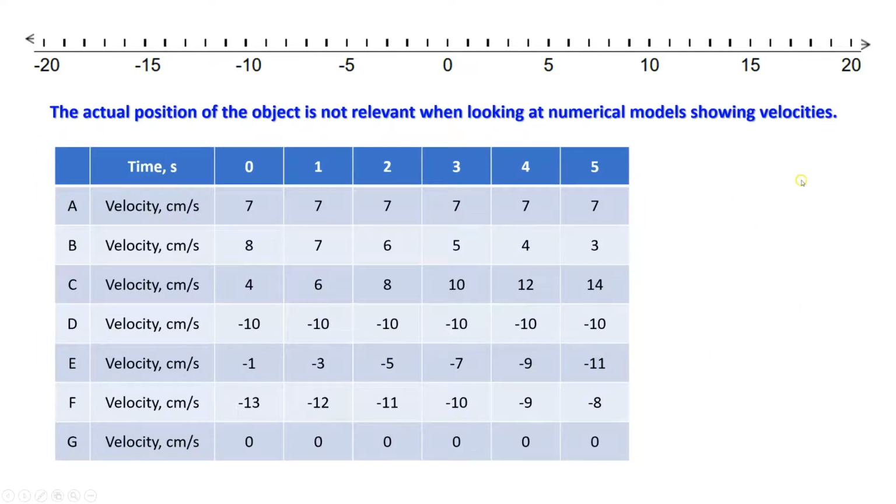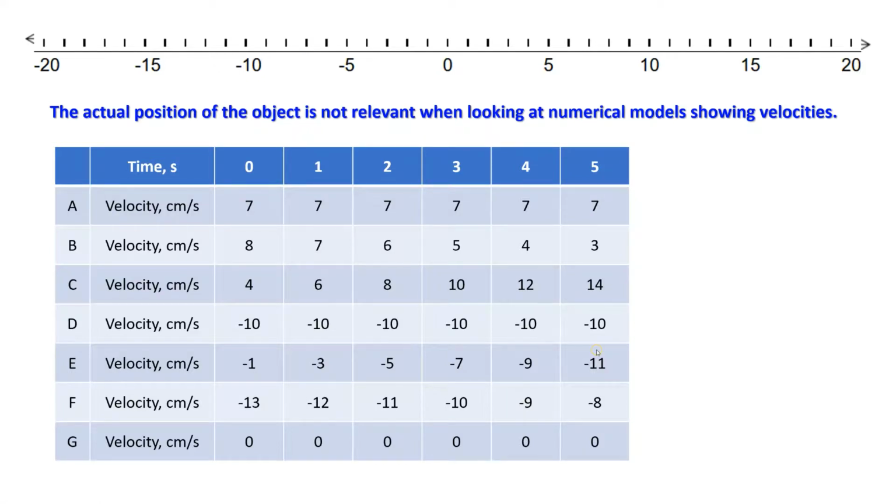We can also be given a numerical model showing the velocity of an object. When you're given velocity data, we don't know where the object is located, and it doesn't matter. We look at the sign of the velocity values to know the direction the object's moving. Objects A, B, and C all have positive velocities, which means they're moving in the positive direction. Objects D, E, and F have negative velocities. Since those values are negative, they're moving in the negative direction.